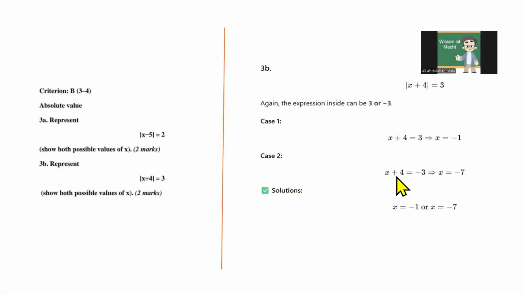And case 2 is x plus 4 equal minus 3. So once it is equal to 3, and once it's equal to minus 3. Always you give two, one negative and one positive, and then you find the value of x. You bring plus 4 to the other side, it's going to be minus 3 minus 4, which means minus 7. So the solution for this equation, the absolute value of x plus 4 equal 3, is x equal minus 1 and x equal minus 7.